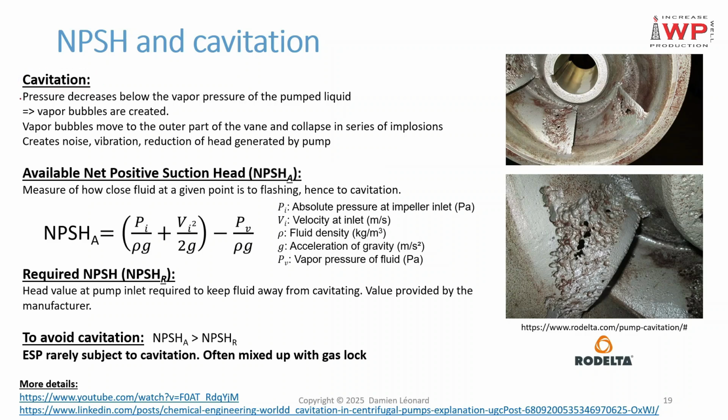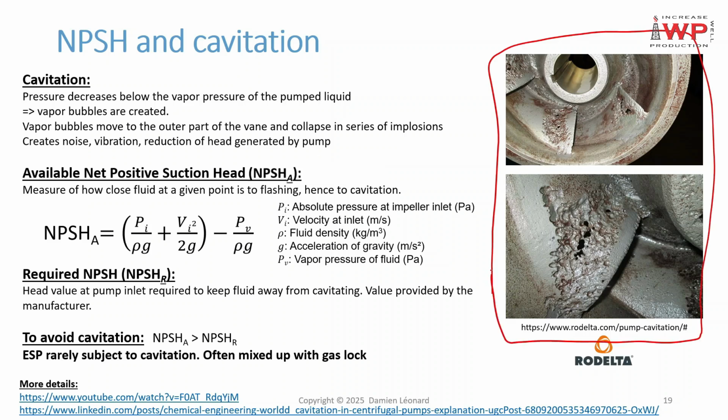In a pump, when the pressure decreases below the vapor pressure of the pumped liquid, vapor bubbles are created. These vapor bubbles then move to the outer part of the vane and they collapse in a series of implosions. These implosions create noise, vibration and a reduction of the head generated by the pump. I have some good pictures over there that show the effects of cavitation on a pump impeller. You can see that the damage is quite severe.